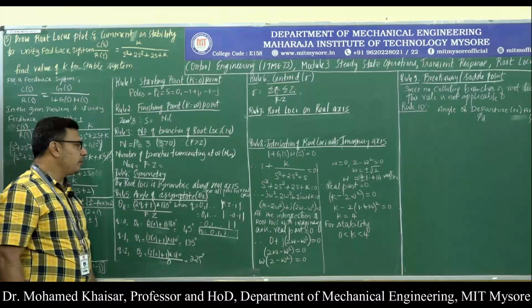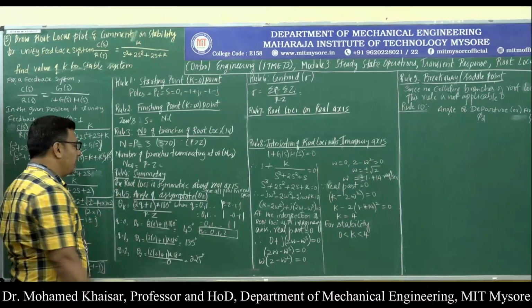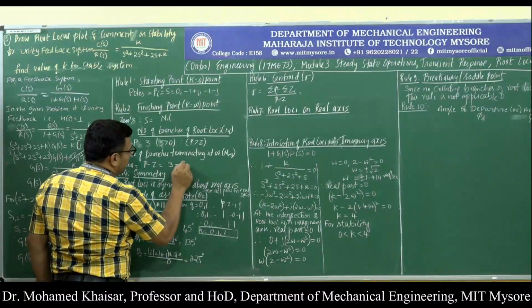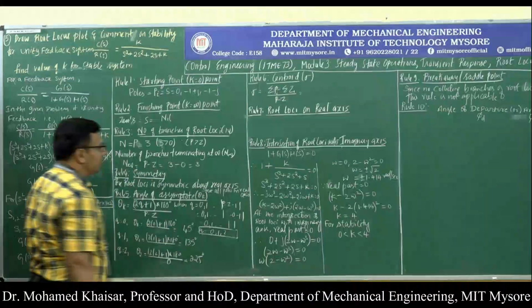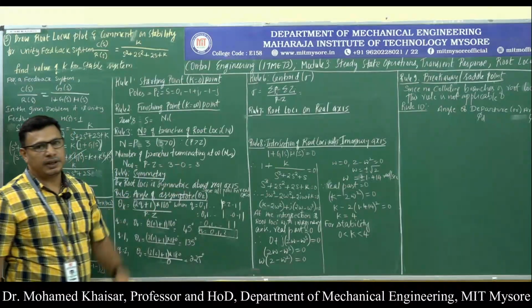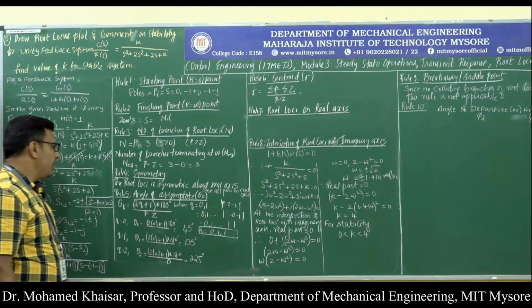The number of branches of root loci terminating at infinity, n infinity, will be equal to P minus Z. Number of poles is 3, number of zeros is 0, because of which 3 branches. So, 3 branches of root loci will be there and all 3 will be terminating at infinity. This is what it means.